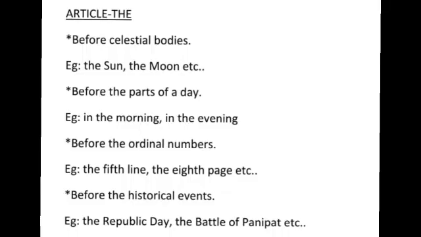Now we are moving to article the. It is used before the superlative degree of an adjective. We have already learned 3 degrees of comparison. What are they? Positive, comparative and superlative. Before the superlative degree of an adjective, we use article the. Example, the best book, the most intelligent girl.